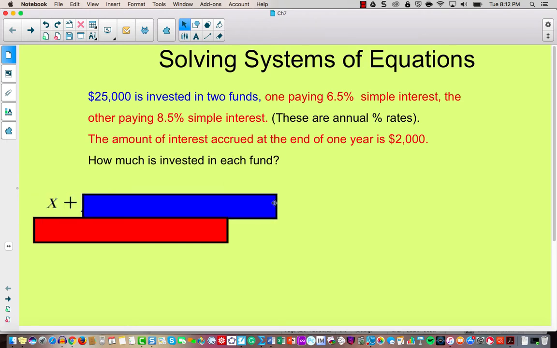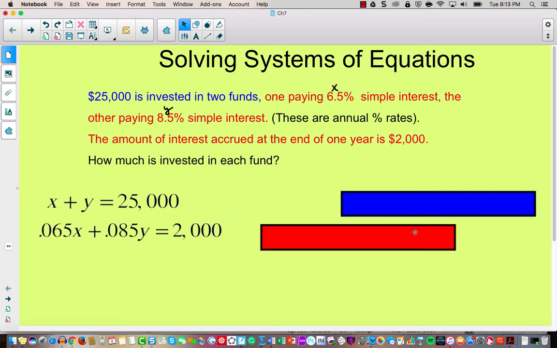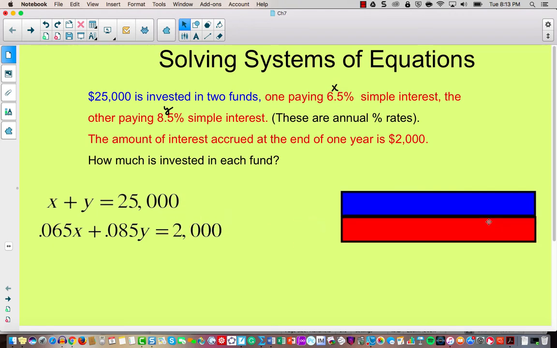So here we go. Here's the fact presented to us in the blue sentence that $25,000 is invested in two funds. Now I'm thinking of the funds as being represented by variables x and y here. So x plus y equals 25,000. Now you might be thinking ahead a little bit. I need 6.5% of x plus 8.5% of y, assuming that x is the fund paying 6.5%. I'll just make a note of that here. And that y is the fund paying 8.5%. The red sentence can be represented this way. 0.065x is 6.5% of the x money, and 0.085y is 8.5% of the y money.